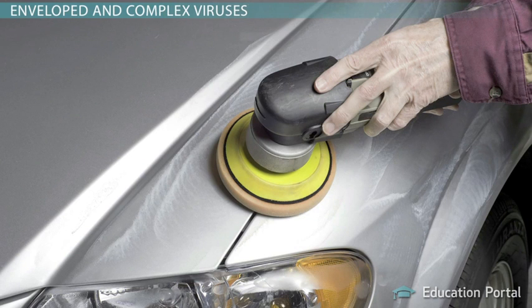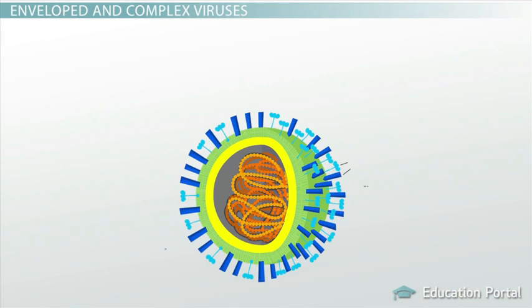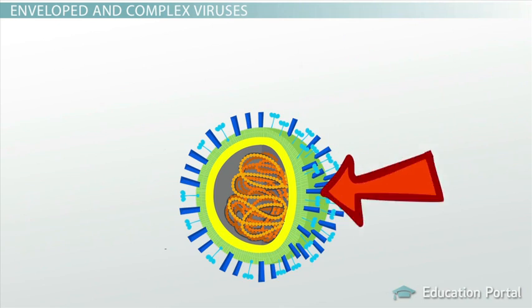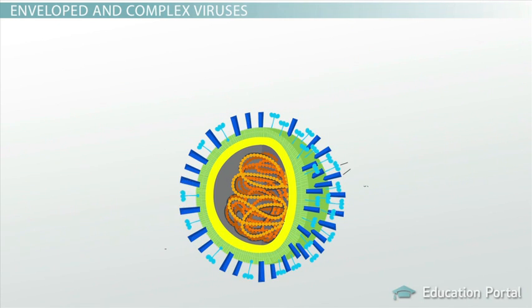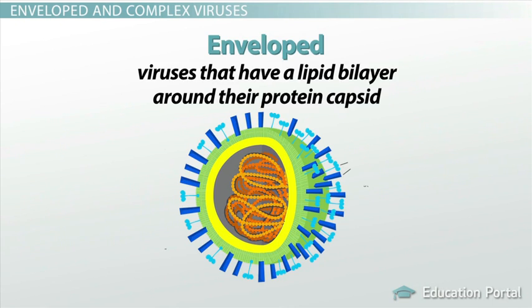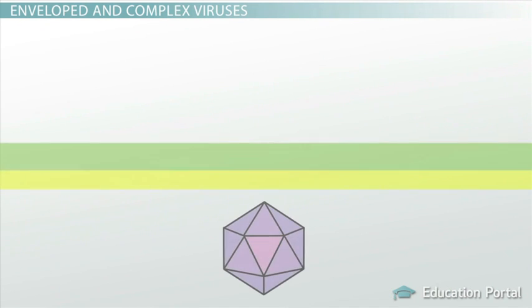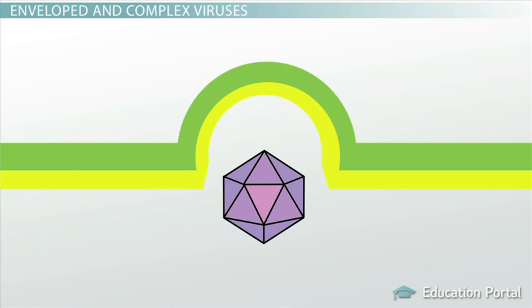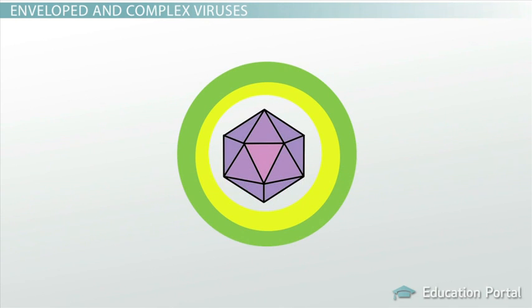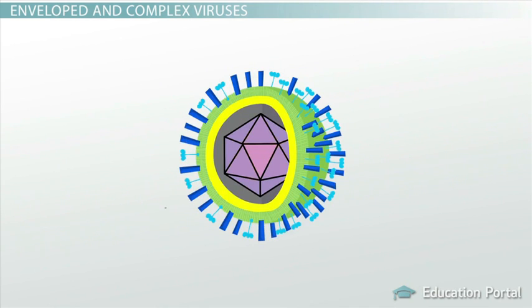Some people apply car wax to the outside of their car for an added layer of protection. Likewise, some viruses like to give themselves an additional layer as well, although this additional layer is not so much for protection, but more for ease of infection. These viruses are called enveloped and are viruses that have a lipid bilayer around their protein capsid. This lipid bilayer is derived from the host cell's outer membrane or an internal membrane like the endoplasmic reticulum or the nuclear membrane.